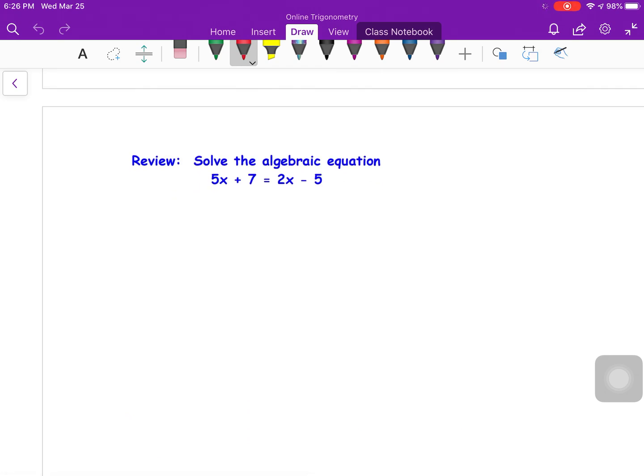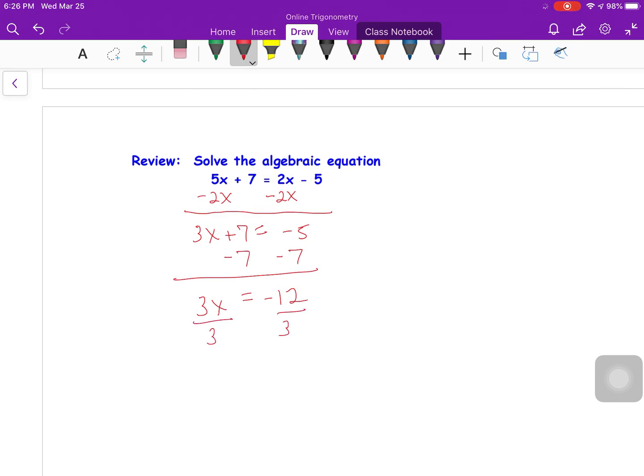So here we have an algebraic equation that you would have encountered back in Algebra 1 probably. And what they would have told you is to try to isolate the variable. So the variable here is x. We're going to try to get all the x's on one side. And to this end, I'm going to subtract 2x on both sides. So I have 3x plus 7 equals negative 5. Then I'll subtract 7. I have 3x equals negative 12. I'll divide by 3. I end up with x equals negative 4.